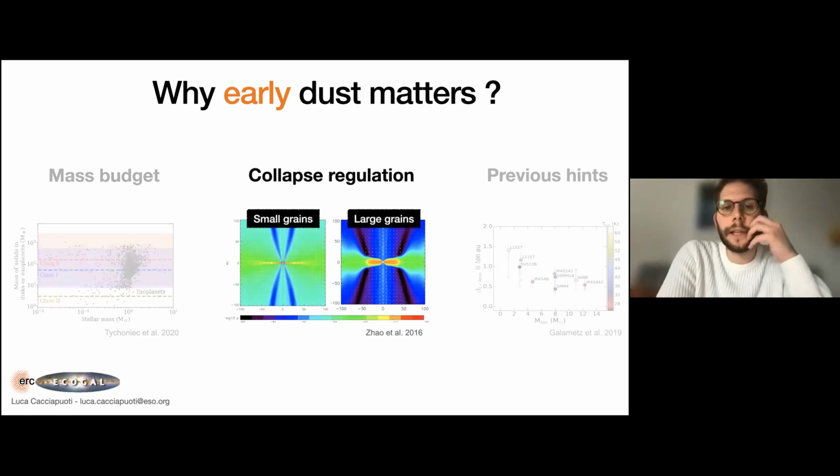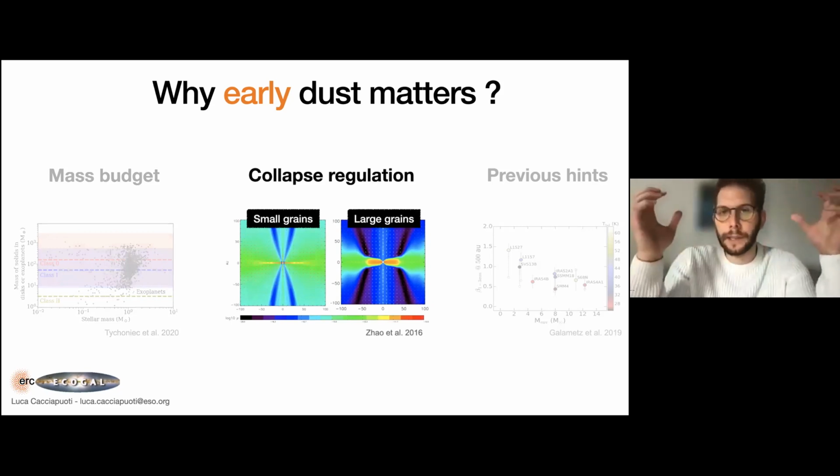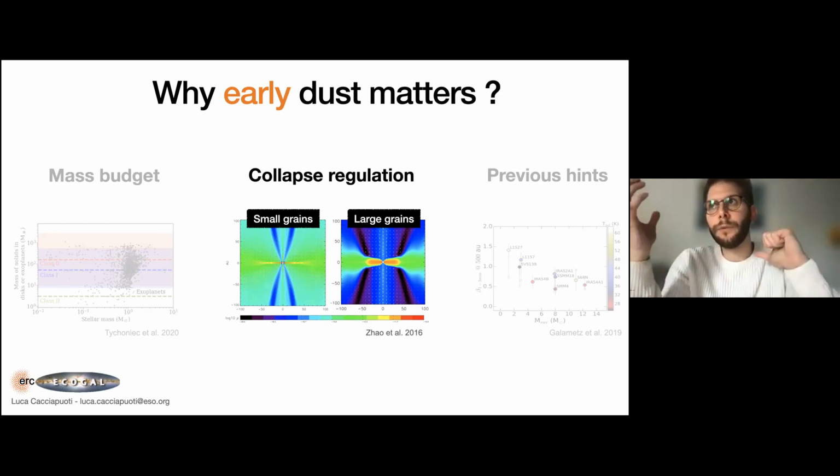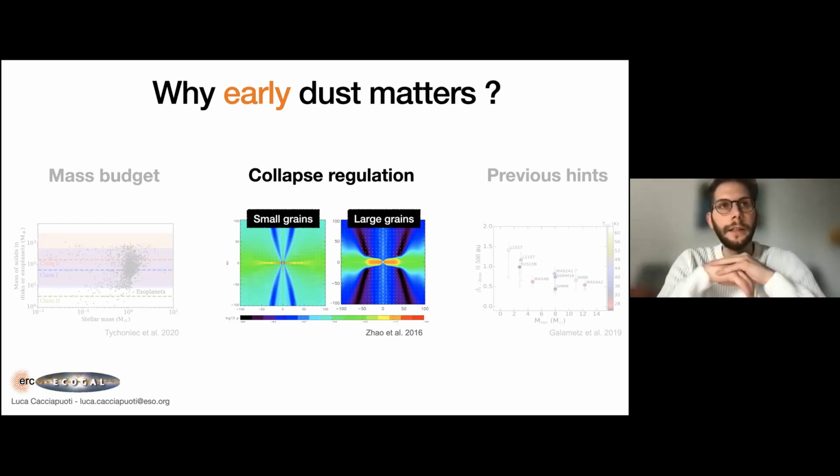Then the second reason is that since these objects have, as I said, collapsing envelopes, it's also important to understand what kind of grains you have in these envelopes, because the amount of large or small grains you have matters, since these are coupled in different ways through electric charge to the magnetic fields in the environment, which can cause angular momentum to be transported in different ways. And then the fact that you have either small or large grains can cause you to have small or large protoplanetary disks, which, as you can imagine, is really important for the final exoplanetary system that you're going to form, right?